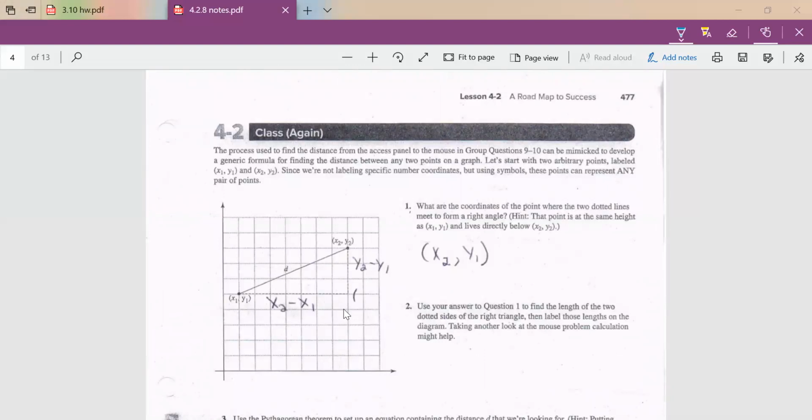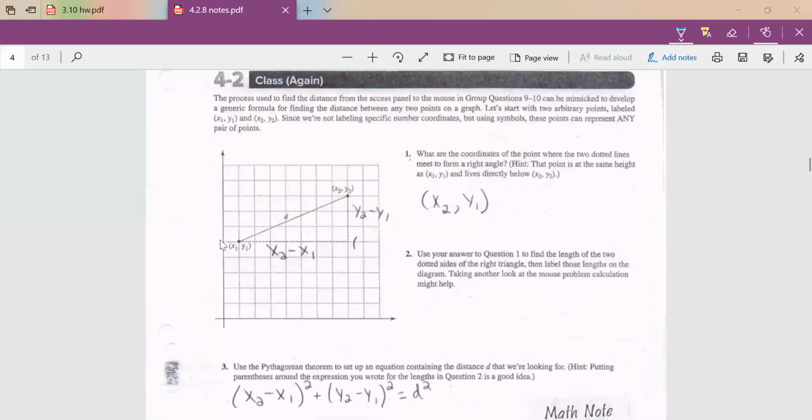So moving on, again, we're skipping the group section. We're now on page 477. So this is saying, for question 1, what are the coordinates of the point where the two dotted lines meet to form a right angle? So if you look, okay, it's asking me for this point right here, what are the coordinates?